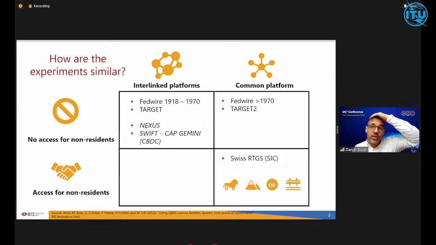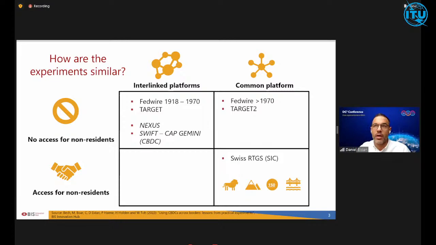On the very bottom, you can see the quadrant where we have access for non-residents all on a common platform. We have the Swiss RTGS platform called the SIC, S-I-C, and we also have all of the projects that I'm going to discuss: Dunbar, Inthanon-LionRock, Jura, and mBridge, that all allow access for residents and non-residents all on a common platform. So since all of these projects live in that bottom right-hand quadrant, enabling access for non-residents on a common platform, let's discuss some of the differences between these central bank digital currency projects for cross-border payments.